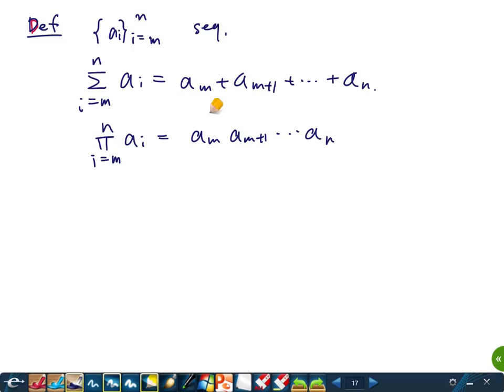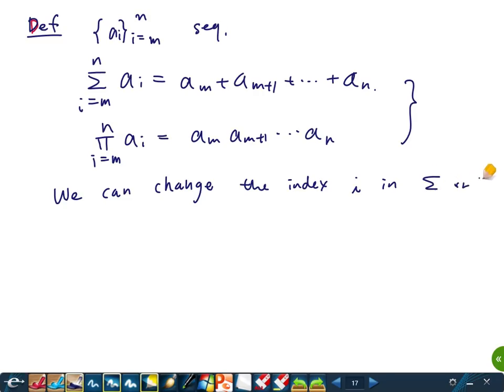So we use this very often in mathematics, right? Manipulating sums or products is very common, so we need to practice with it. Sometimes we change the index. It's very important to be able to change the index as you wish. You can change the index I in the sum or product.